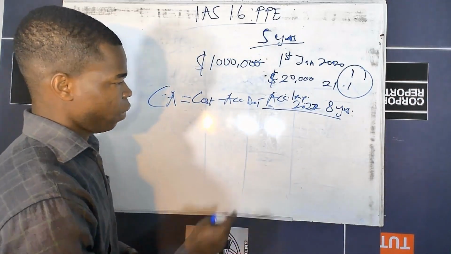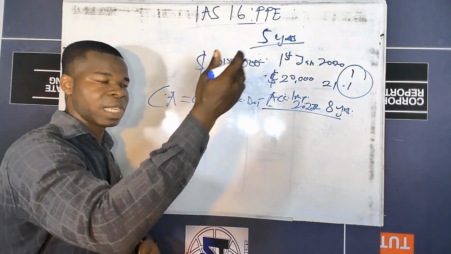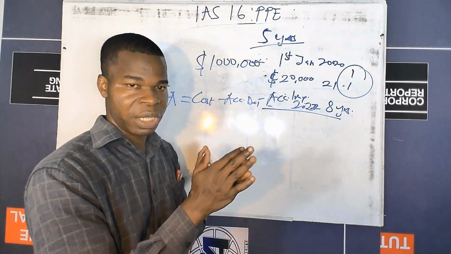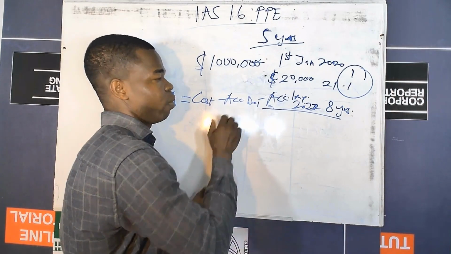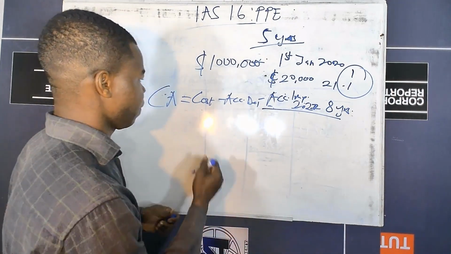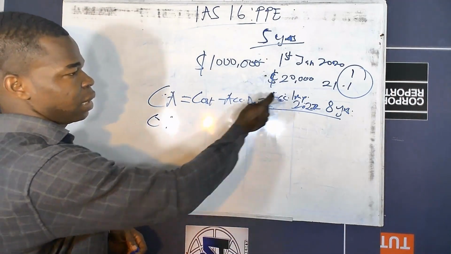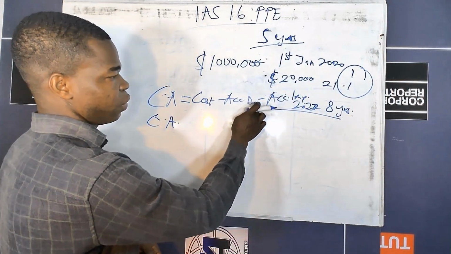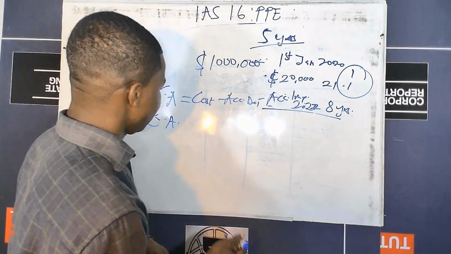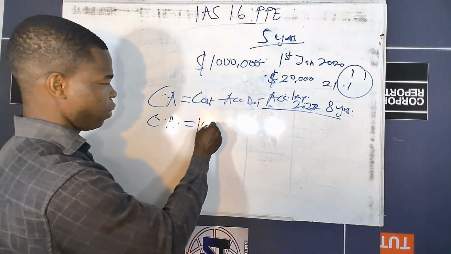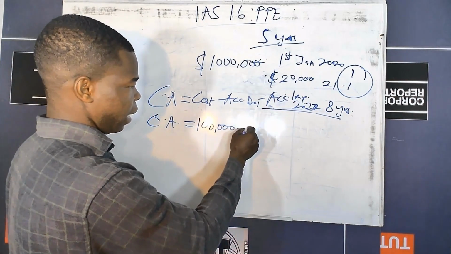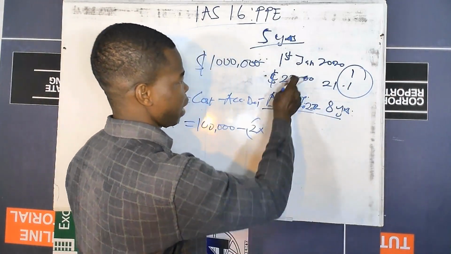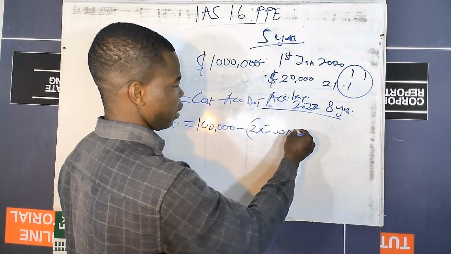Now, when we talk about accumulated depreciation, we are basically looking at the summation of all the years' depreciation together, which gives us the accumulated depreciation. So in this case, our carrying amount as at 31st December 2021, which becomes the opening in 1st January 2022, is going to be the cost, which is 100,000, minus 2, because we have used the asset for 2 years, multiplied by the depreciation, which will give us 40,000.